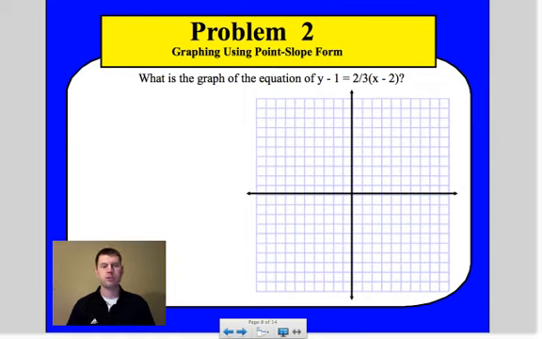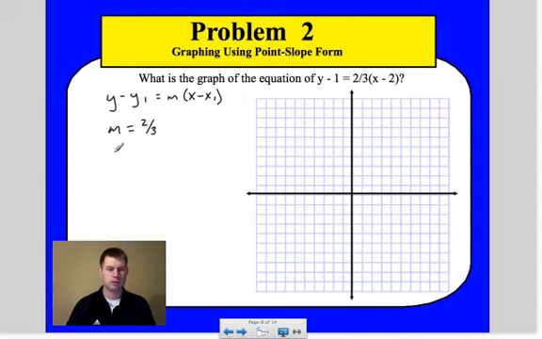Okay, problem number 2, graphing using point-slope form. So here what we have to do is be able to decipher and pull out what our slope is and what our point is. Since the formula again is y minus y1 equals m times x minus x1, we're just going to pull out the information. Now slope's the easiest. It's the quantity in front of the parentheses, which in this case is 2/3.